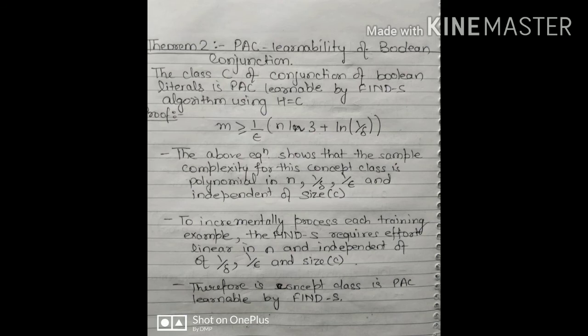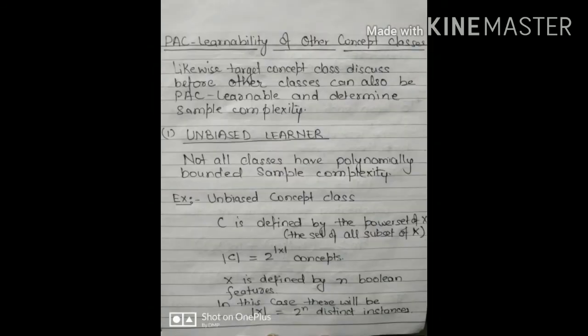So therefore we can say that this target concept class is PAC learnable by Find-S. Likewise, the target concept class we have discussed before. There are some more other types of classes that can also be PAC learnable, and we can determine the sample complexity. Here the first type of learner is the unbiased learner.